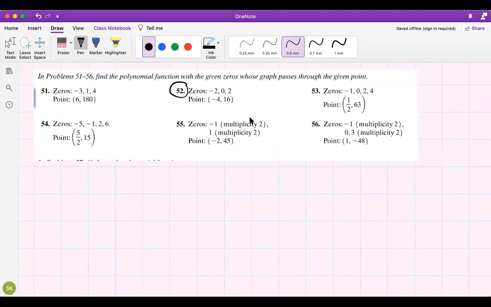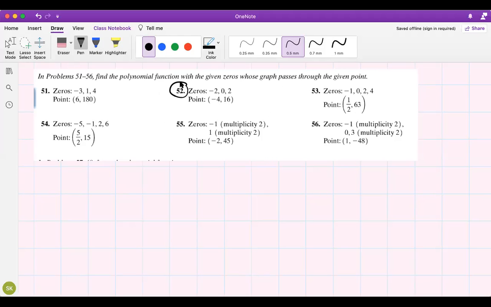The zeros I have are -2, 0, and 2. Now we're going to assume that this polynomial function only has real zeros. There are polynomial functions with complex zeros, but since they're not given here, we're just going to pretend they don't exist, because if they're not given, we're going to assume this polynomial function doesn't have complex zeros. These are the only zeros.